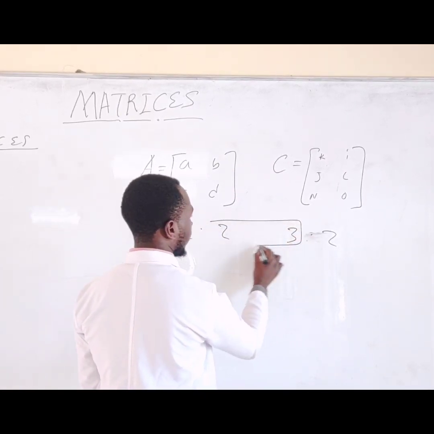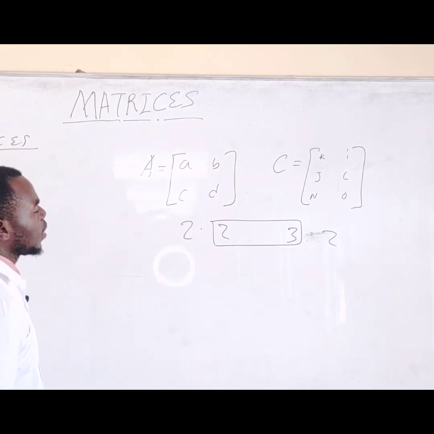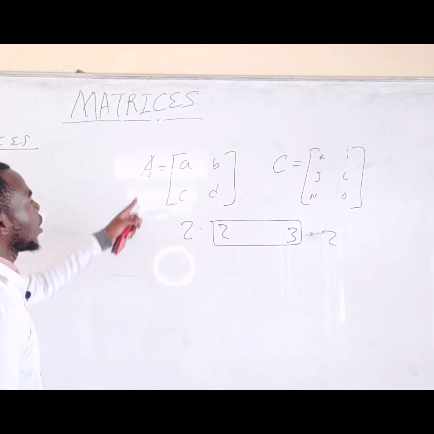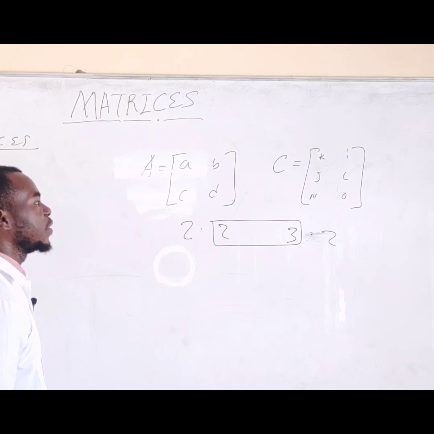These two numbers here are not equal to each other. If these two numbers are not equal to each other, it simply means matrix A and matrix C, you can't multiply them, because they are of different orders.